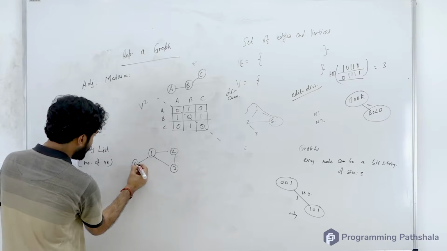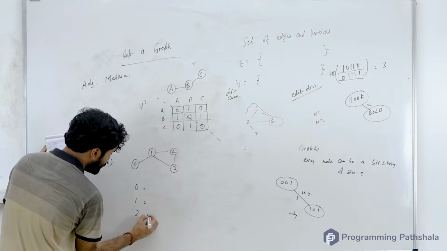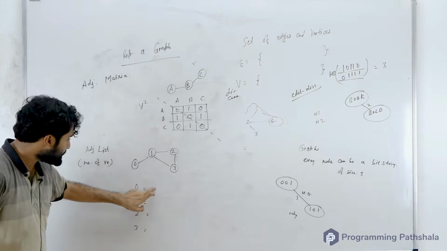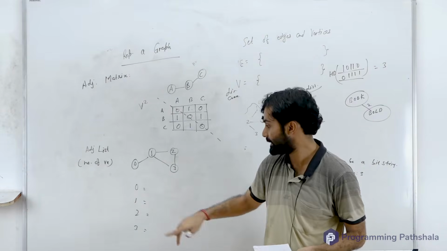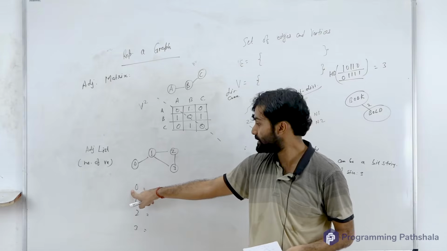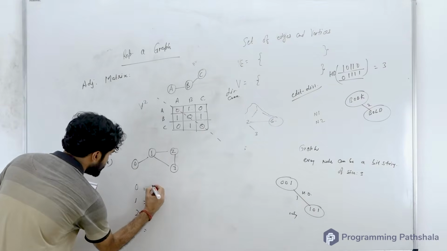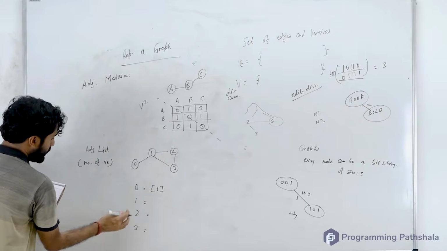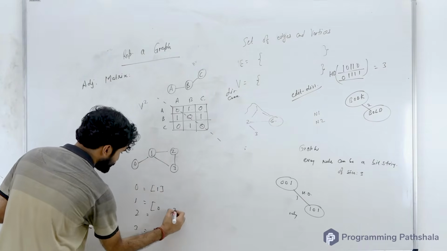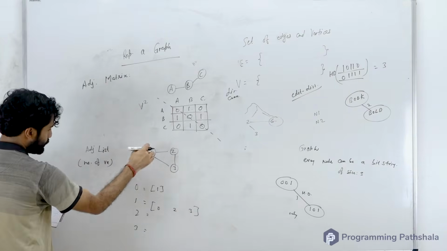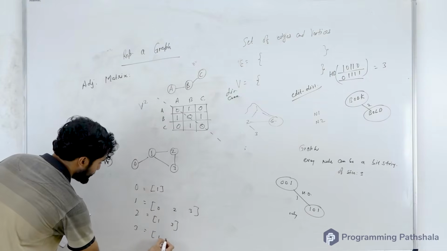So there will be a list for this vertex 0, a list for 1, a list for 2, and a list for 3. Now the list for any vertex will contain those vertices which are directly connected to it. So which vertices are directly connected to 0? Here I can say that 1 is directly connected to 0. For 1, I can see that 0, 2 and 3 are the direct connects. For 2, I can see that 1 and 3 are the direct connects. And for 3, I can see that 1 and 2 are the direct connects.